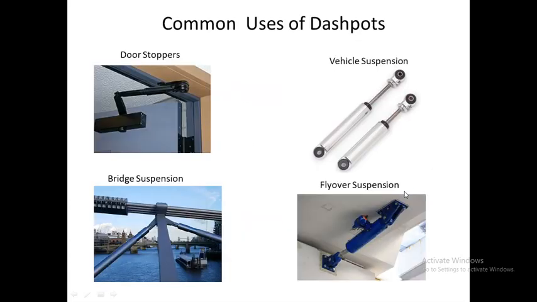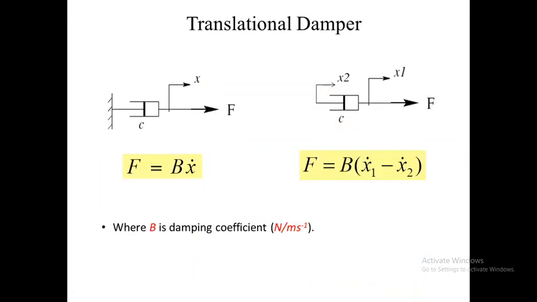These are some dashpots: a door stopper, vehicle suspensions, bridge suspensions, flyover suspensions. These are some good examples of a dashpot which we see in our day-to-day life. Now the translational damper is given by force F = B dx/dt, where B is the damping coefficient, in Newton per meter per second.